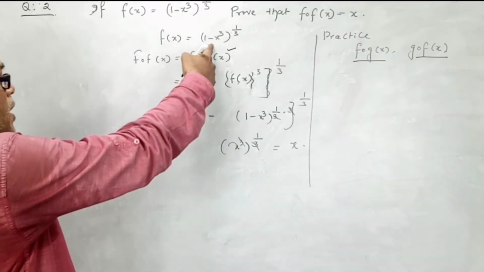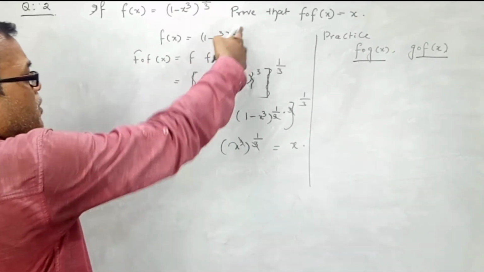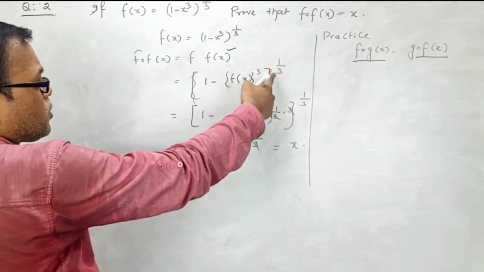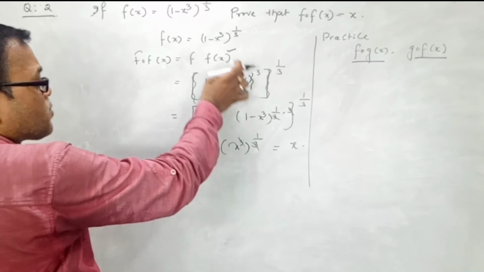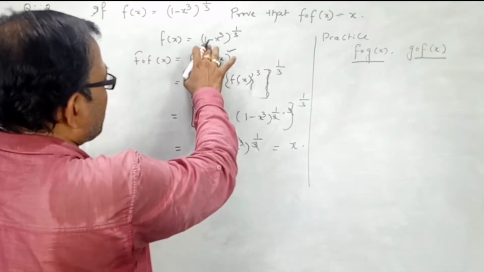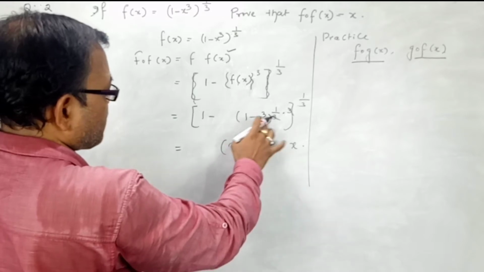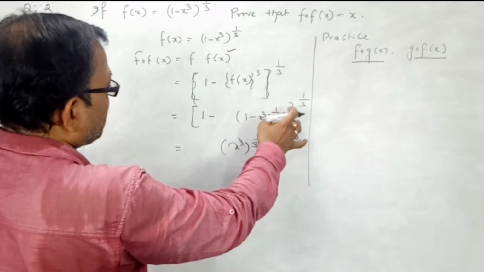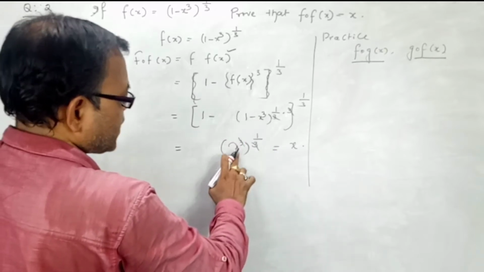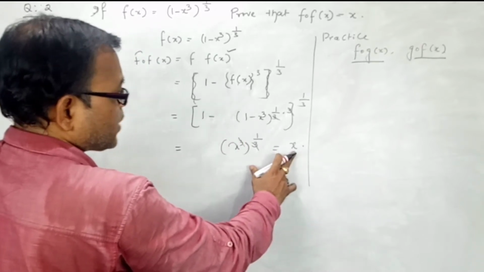Since f of x is equal to (1 minus x cubed) to the power 1 by 3, therefore f of f of x would be (1 minus f of x whole cubed) to the power 1 by 3, because x stands for f of x now. So 1 minus, put the value of f of x, (1 minus x cubed) to the power 1 by 3, again to the power of 3. So the 3 would be cancelled. So 1 minus (1 minus x cubed), that is only x cubed, to the power 1 by 3, is equal to x.